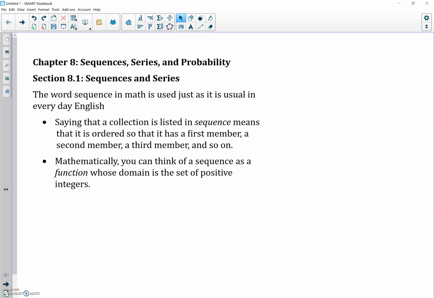The word sequence is used in English. It's the same thing in math. It is a collection of numbers ordered with members. In math, we call them terms.